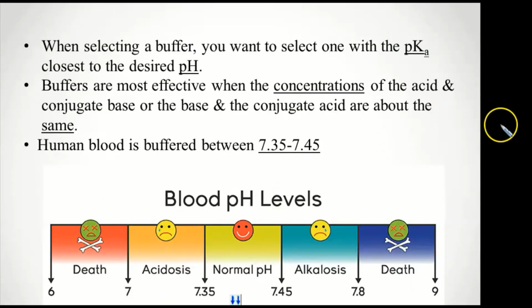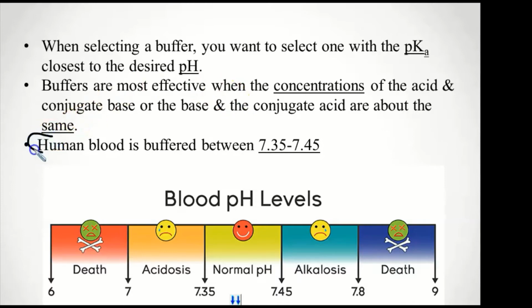So I've uploaded this PowerPoint, but here's some things that you'll start to understand when we start working through the problems. We're going to be trying to figure out which buffer is the best. When you select the buffer, we're looking for something where its pKa is close to its pH. You don't know what that means yet, but it'll become clear as we work through the problems. And buffers are most effective when the concentration of the acid and the base are about the same. So a 1-to-1 molar concentration, so 1 mole to 1 mole, or 0.3 molar to 0.3 molar.